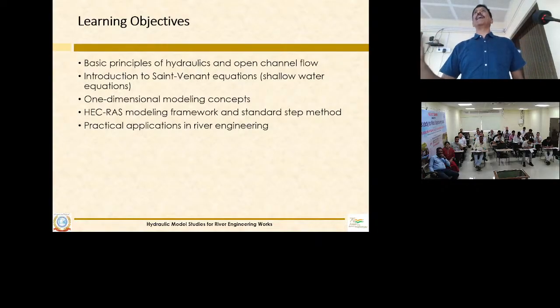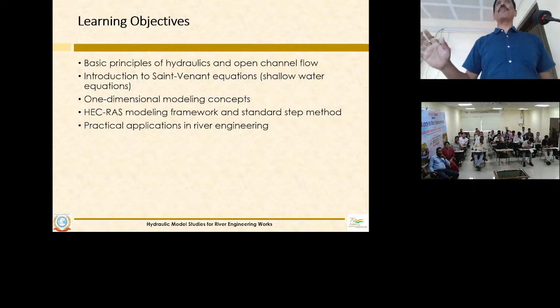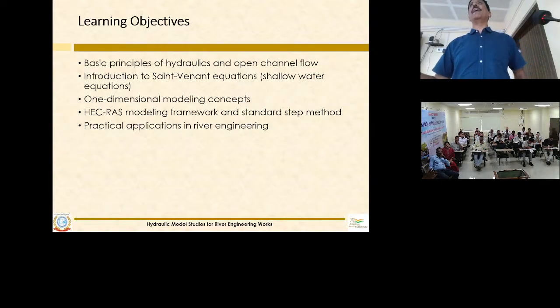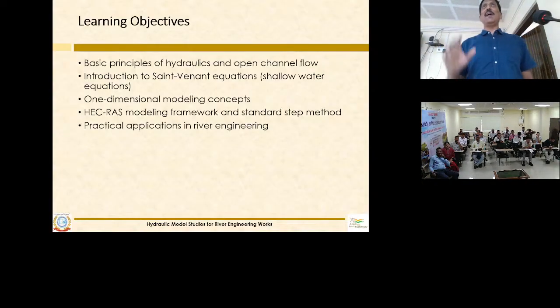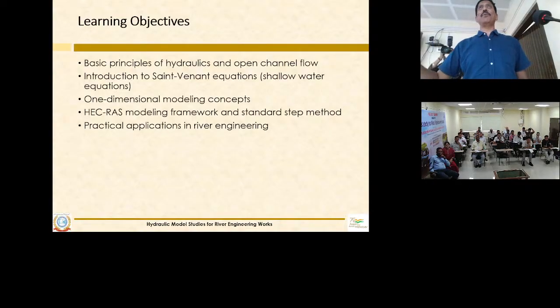Then the Saint-Venant equation, which Datta sir also explained. It is derived from the Navier-Stokes equations, and it's a simplified form of the Navier-Stokes equation for the numerical model, 1D or 2D. We'll be seeing it basically for the 1D, how unsteady flows work using the Saint-Venant equations. I will not go into the derivation. I will just give the equation and explain the physical meaning of each term rather than deriving.